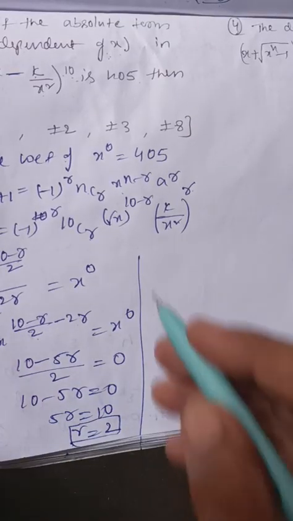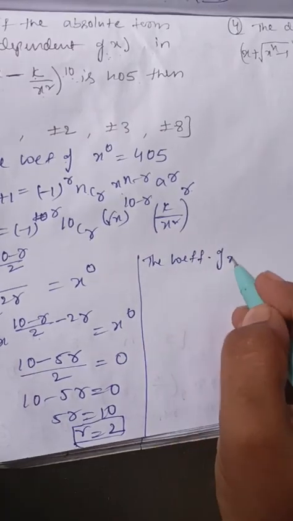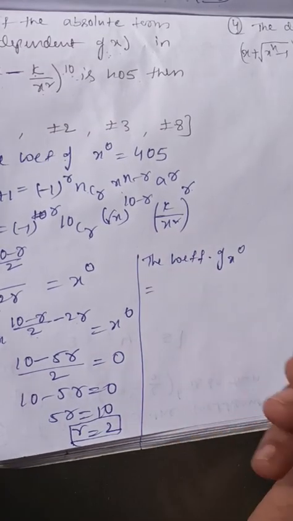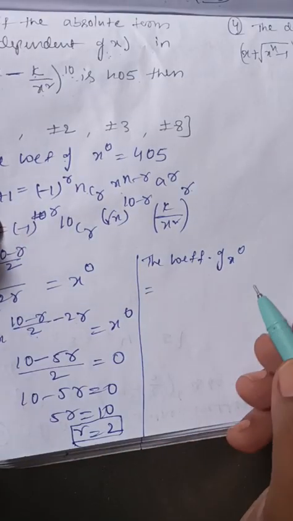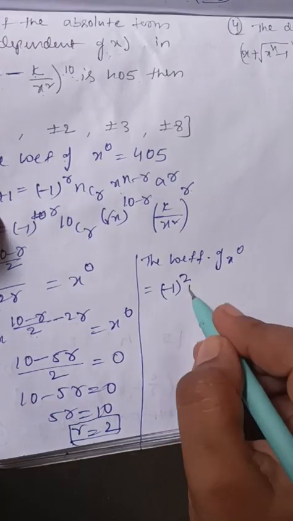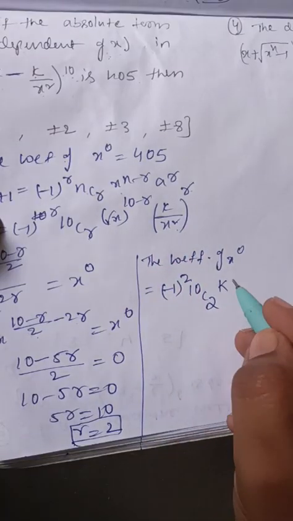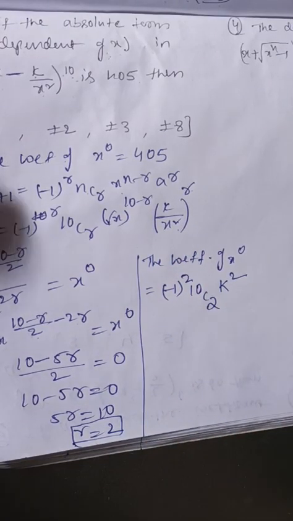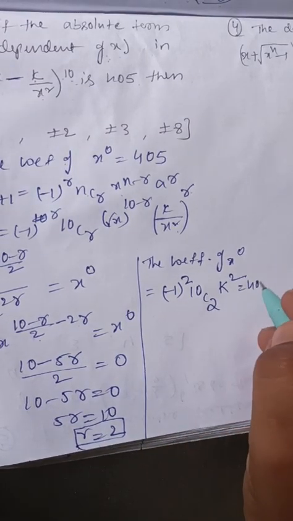Therefore, the coefficient of x power 0: in this expansion, put r equal to 2 and take only the coefficient. So (minus 1) whole power 2, 10c2, don't write the x terms, k power 2, which is equal to 405. It is given that it equals 405.